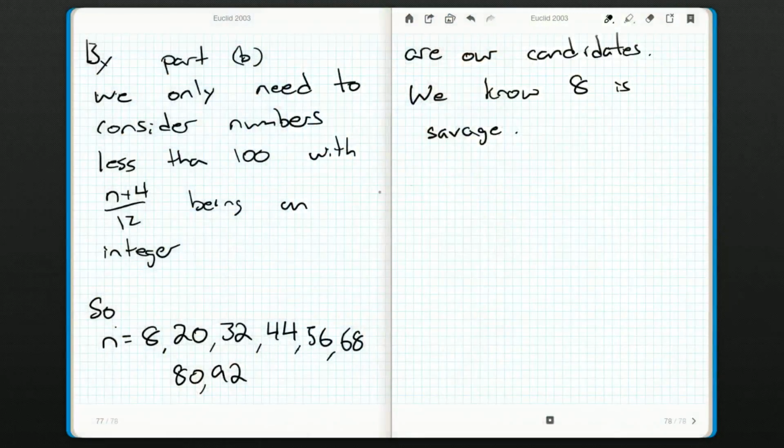So let's try 20. So with 20, C is going to look like 3. First of all, what's our sum?